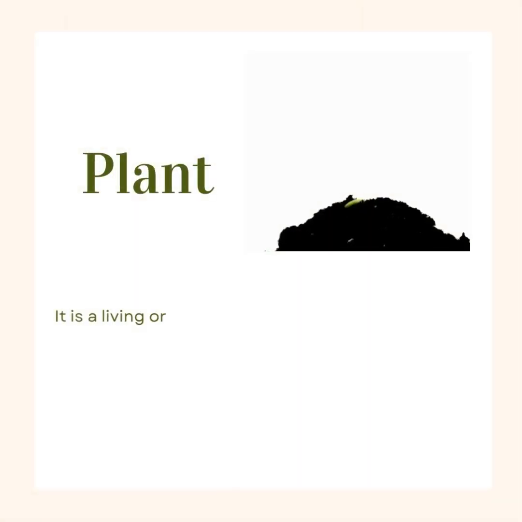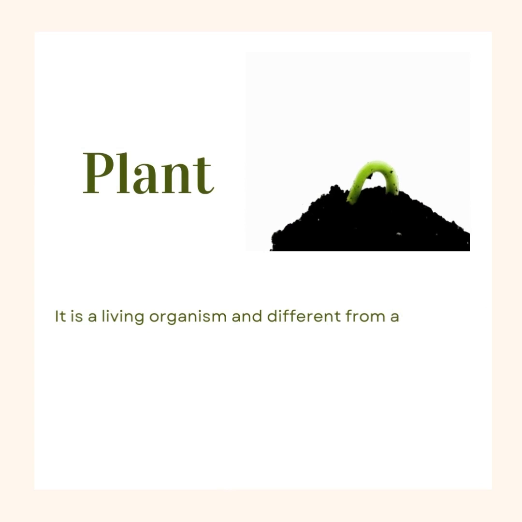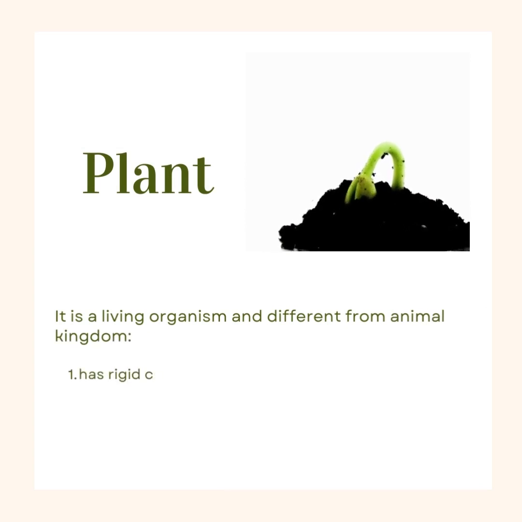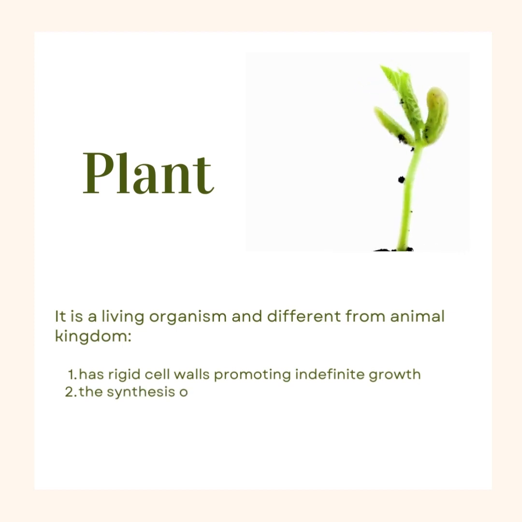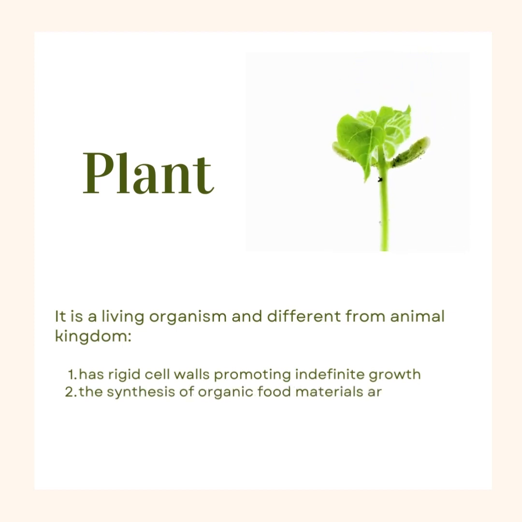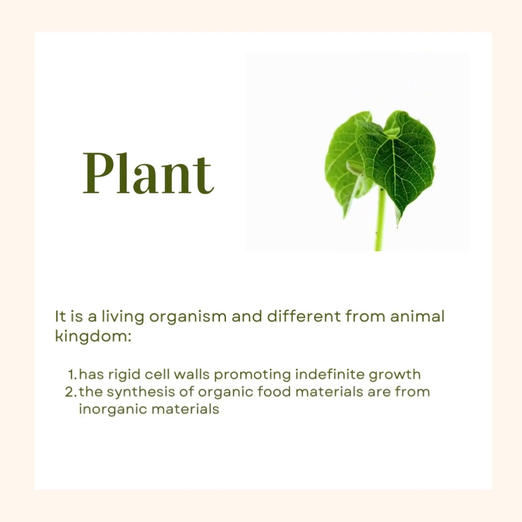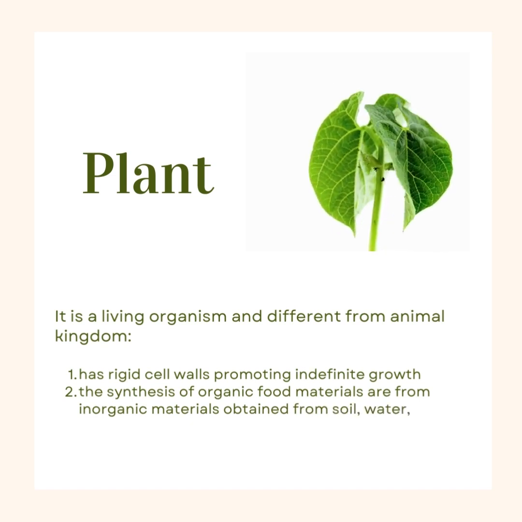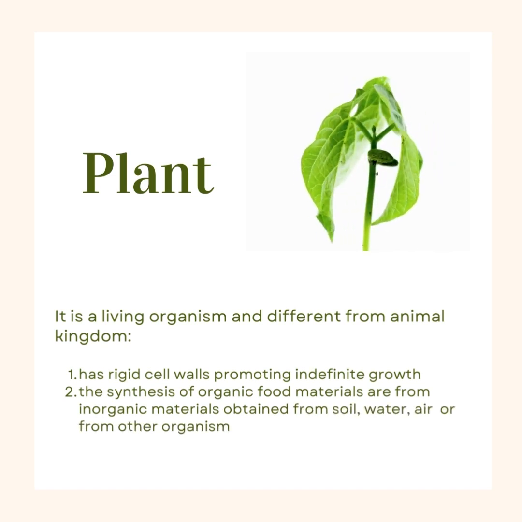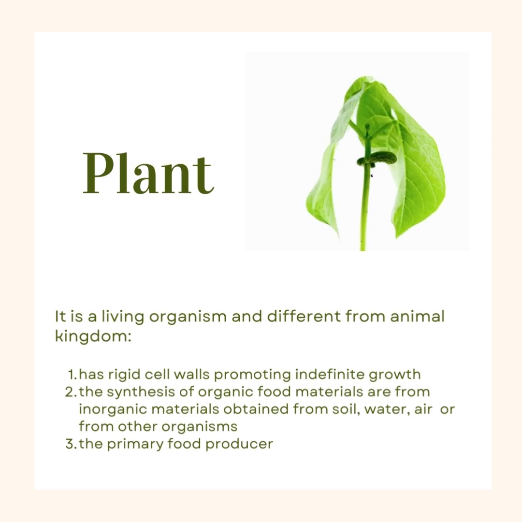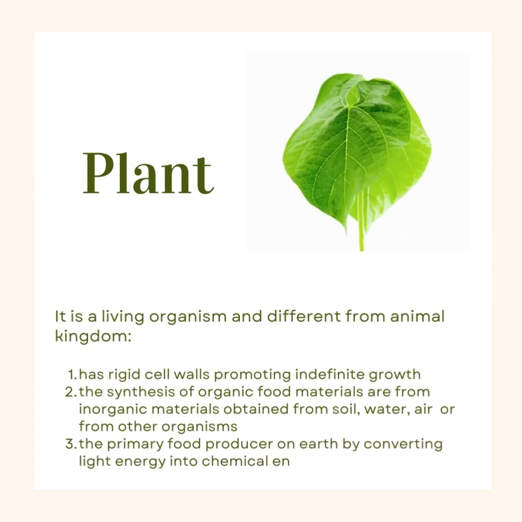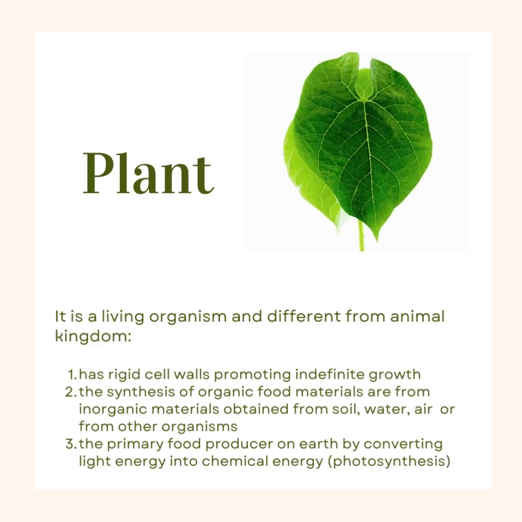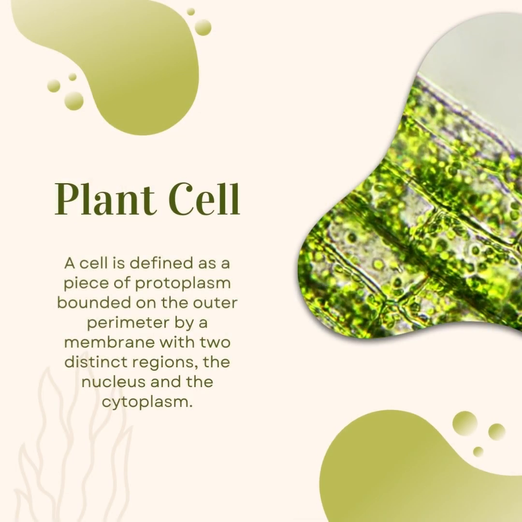What is a plant? It is a living organism and different from the animal kingdom. It has rigid cell walls promoting indefinite growth. The synthesis of organic food materials is from inorganic materials obtained from soil, water, air, or from other organisms. It is the primary food producer on Earth by converting light energy into chemical energy, or what we call photosynthesis.